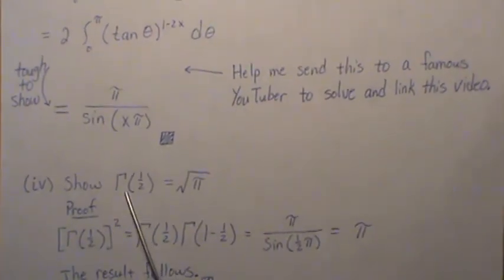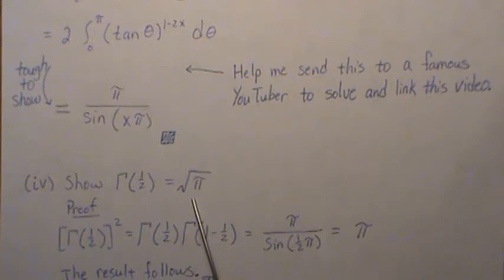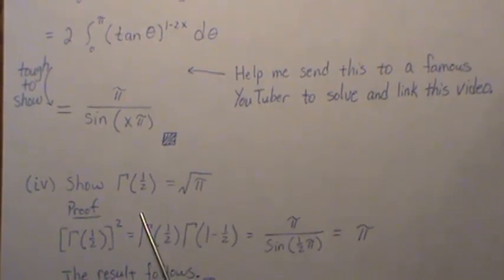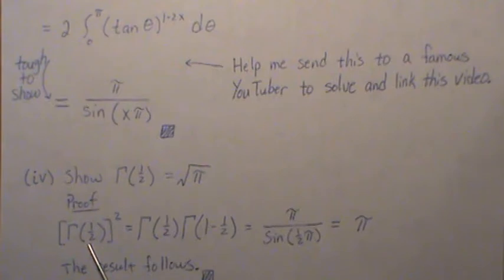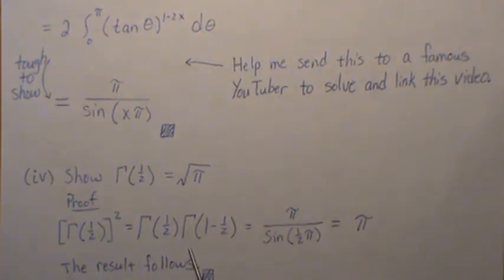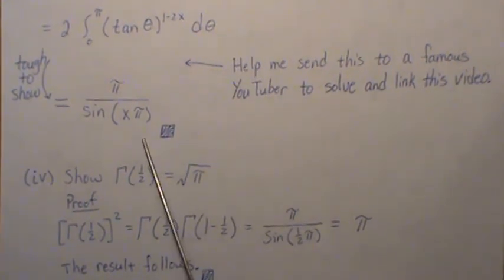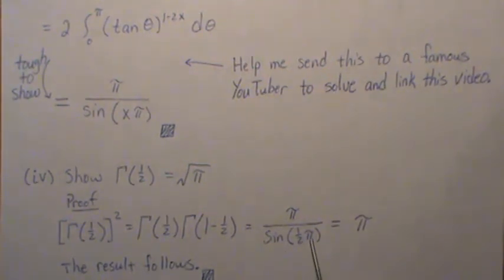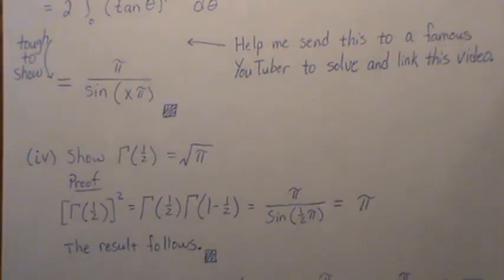So next, show that gamma of 1/2 is square root of pi. We showed this in part 1 of properties of gamma function, but we're going to use the previous bullet to prove it. So here, gamma of 1/2 squared is equal to this, but then this fits nicely into this bullet point there, and then we use this result, pi over sine of pi over 2. Sine of pi over 2 is 1, so it's just pi. And then take the square root of both sides, and the result follows.